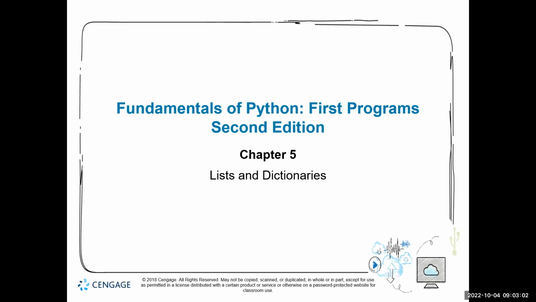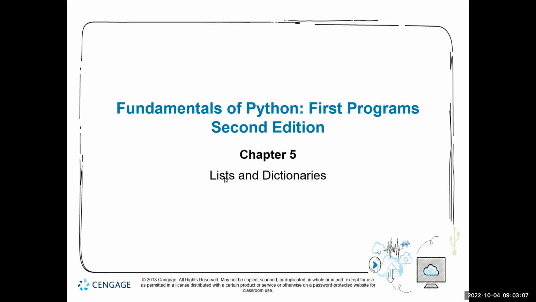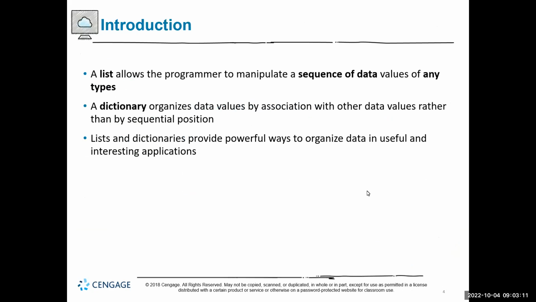Okay, let's move to chapter 5. Chapter 5 is about the list and the dictionary. So the first definition is the list, and you know that we learned it.